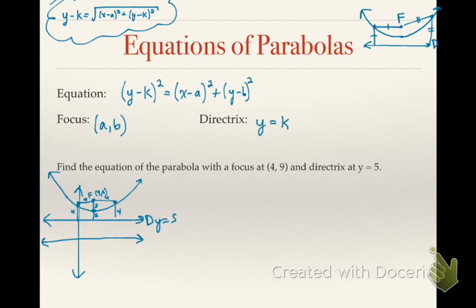Alright, so let's start looking at the equation. Find the equation of this parabola. The focus is (4, 9) and the directrix is y equals 5. So I'm going to start off with (y minus 5) squared, because that comes from the directrix, equals (x minus 4) squared plus (y minus 9) squared. Okay, that came from the focus. Notice on one side of the equal sign is everything to do with the directrix, and the other side of the equal sign is everything to do with the focus.